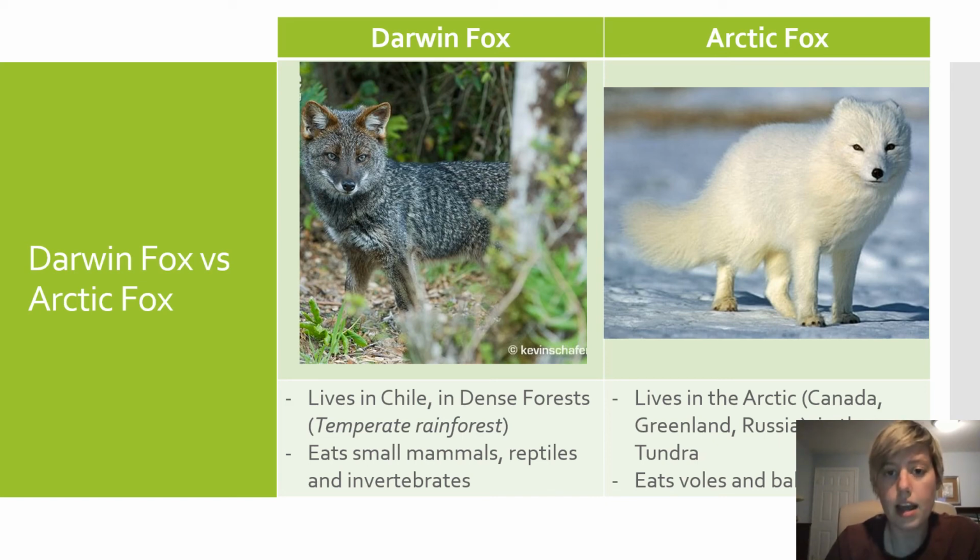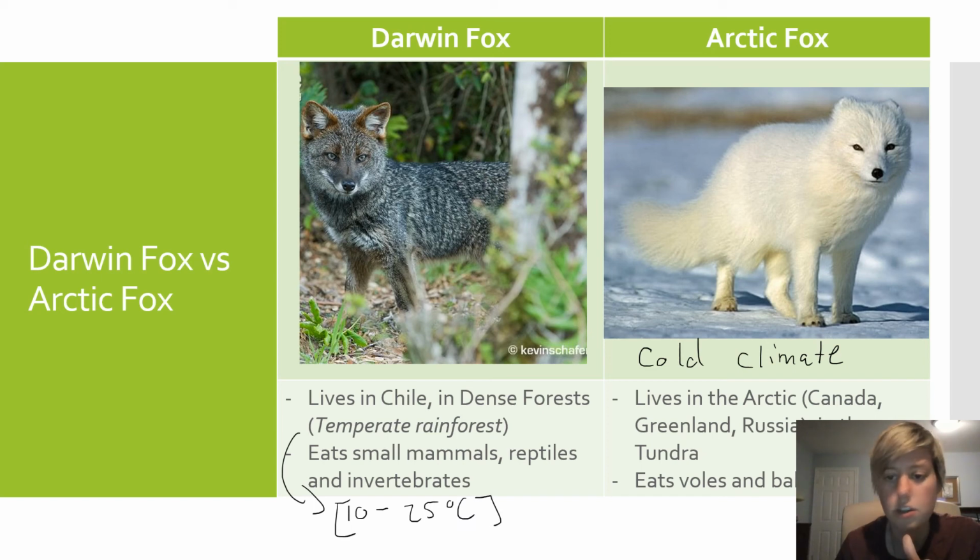Now, if I'm looking at the two pictures, the Arctic fox, much more fur than the Darwin fox, which would make sense because the Arctic fox lives in a cold climate. The Darwin fox lives in a moderately temperate climate. Temperate rainforest would be, you're looking at anywhere between 10 to 25 degrees temperature range. Arctic fox lives in the cold, so the thickness of fur is definitely one thing that's apparent.